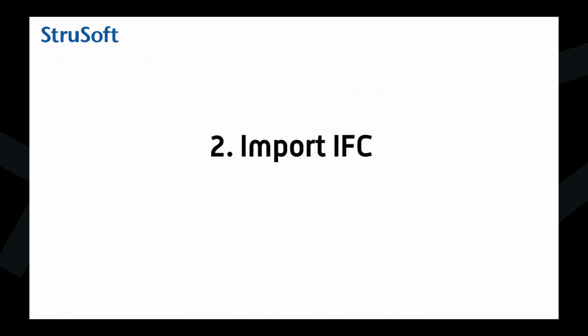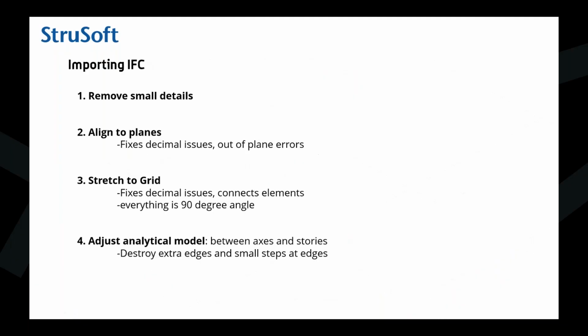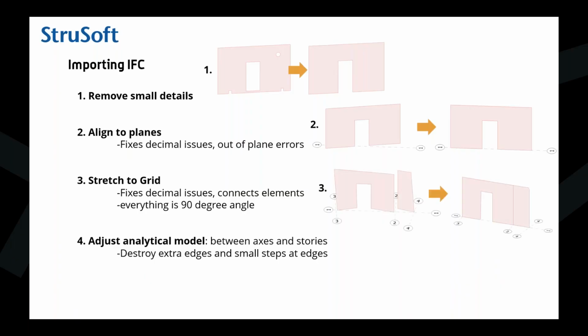The second option is importing an IFC model to FEM-Design, and usually my process goes in 4 steps. First, we remove small details, so it can be holes and those details on the edges. Then we align elements to the plane, so everything will be flat. There are always floating point or decimal errors in IFC files. And finally, we stretch corner points of the elements to the grid.